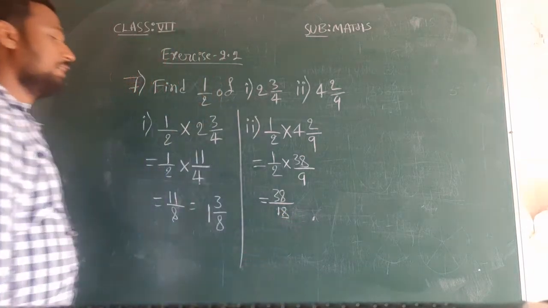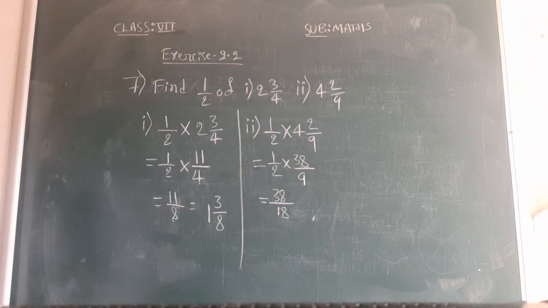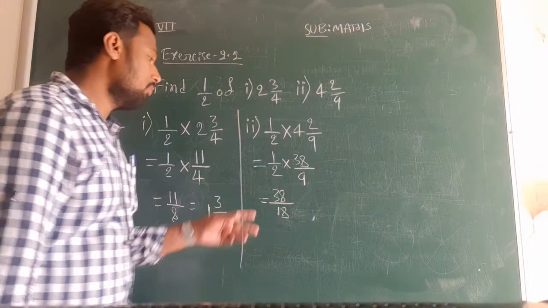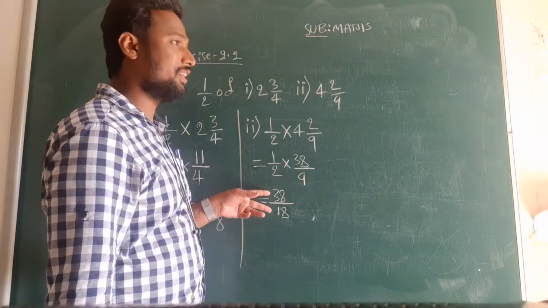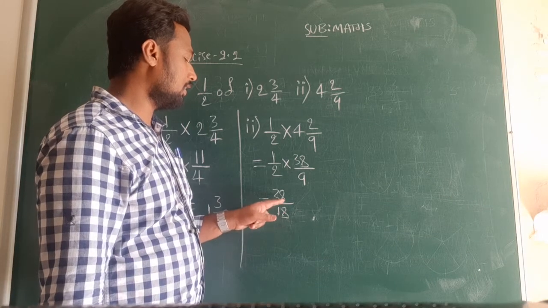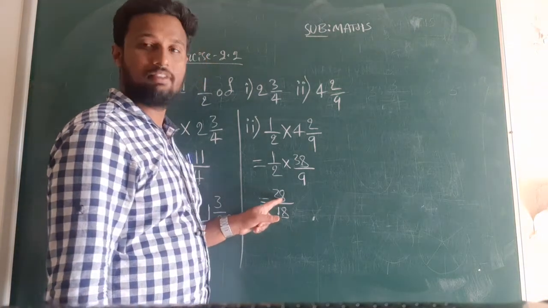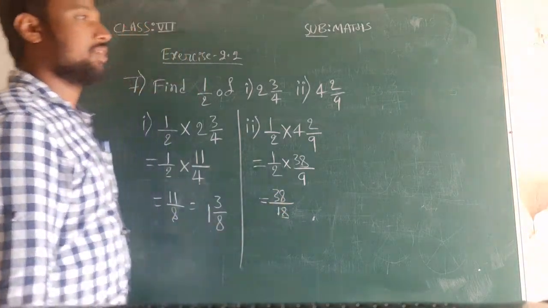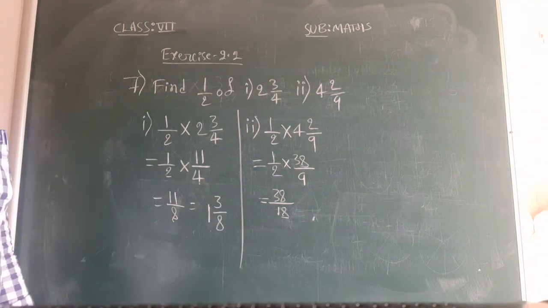2 into 9, 18. Okay. Now we have 38 divided by 18. You can see both the values are even numbers. 18, the 8 is an even number, and 38, the last digit is 8, this is also an even number. Therefore we can cancel these two numbers. Or directly you can write this as a mixed fraction.